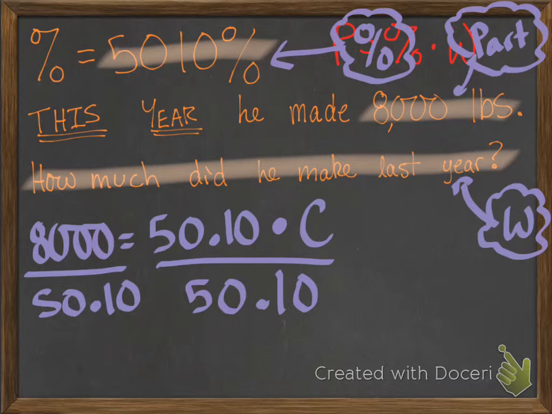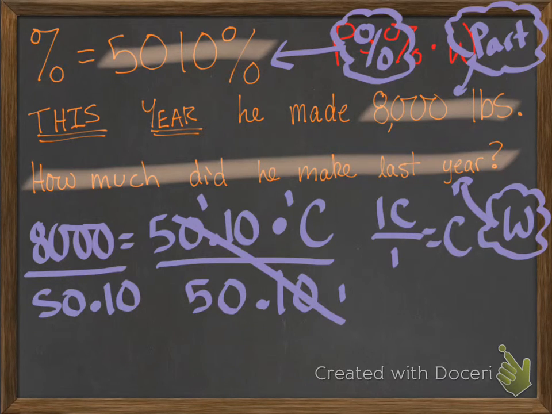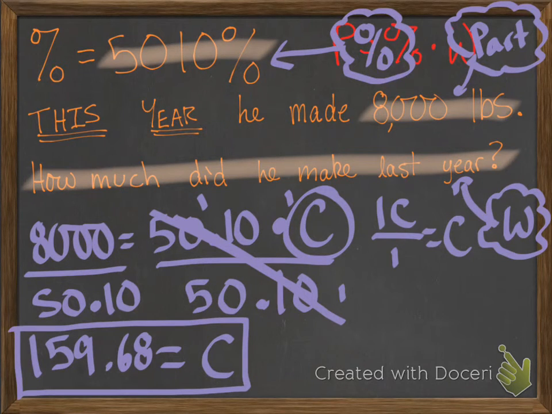So how do you get C by itself? You divide both sides by 5.10. These guys cancel out, because 5.1 divided by 5.1 gives me 1 over 1, and you would not need to write 1C divided by 1. That's redundant. This is equal to just C. So I get C is equal to 8,000 divided by 5.1. 8,000 divided by 5.1 is 1,568.63, and we can go ahead and check our answer by plugging it back in.